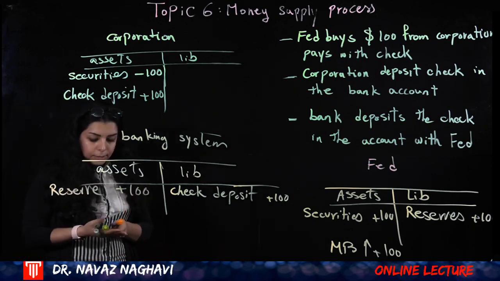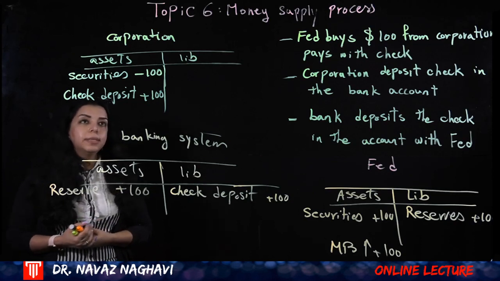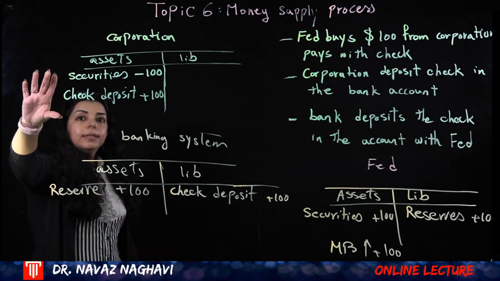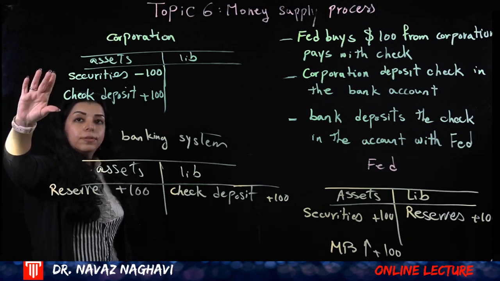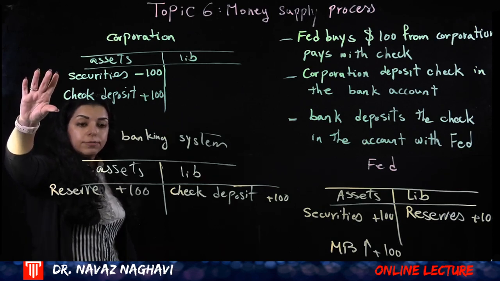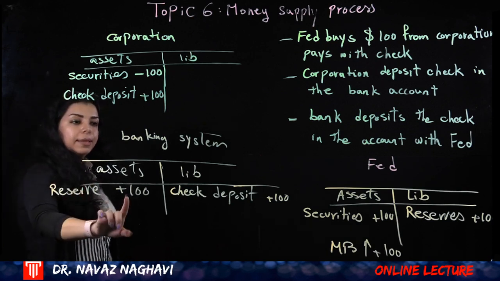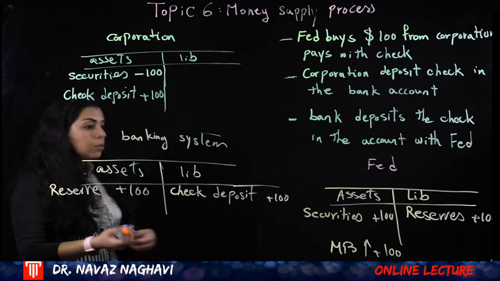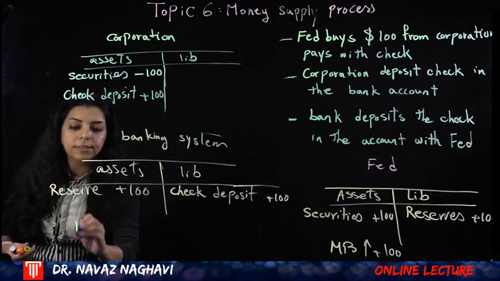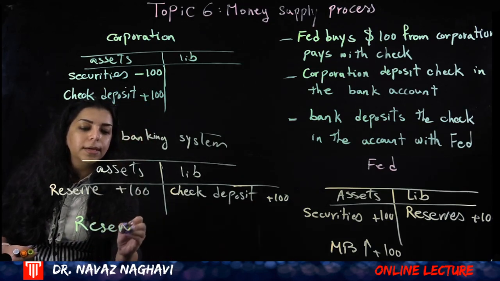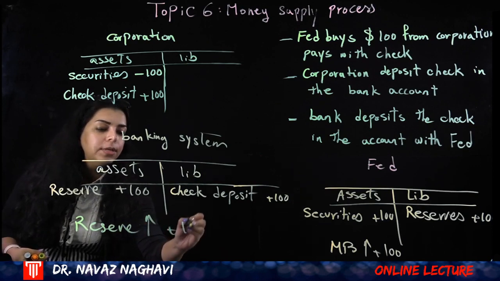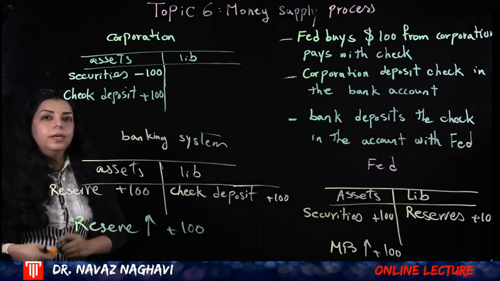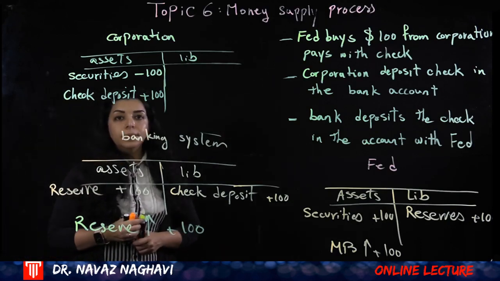So if I asked you what has happened in this example, you would say that the assets of the corporation have changed shape, but there is no change in the quantity of the asset. The reserve of the banking system is increasing by 100 units. So overall, we can say that the reserve in this economy has increased by 100 units, and therefore the monetary base has also increased by 100 units.